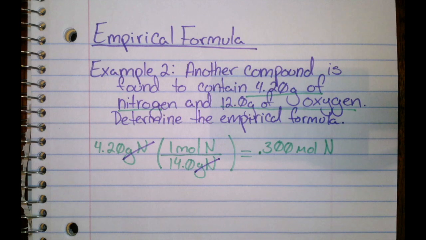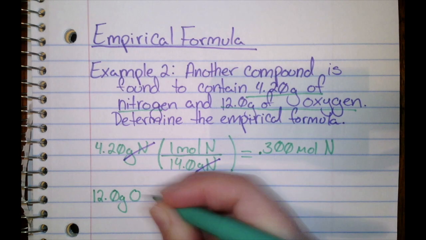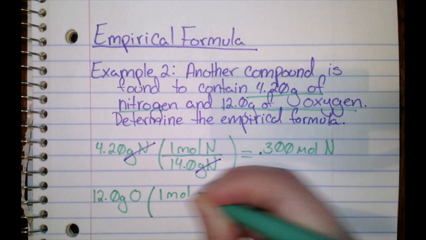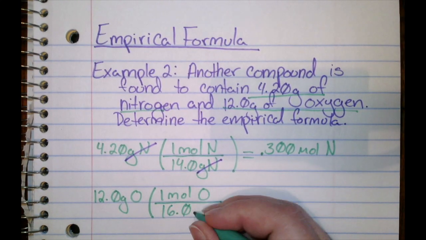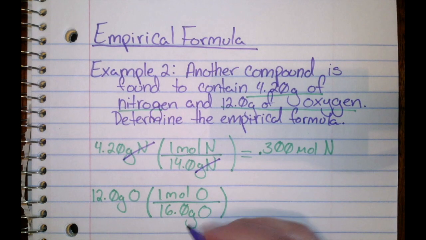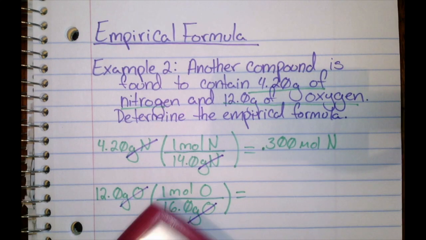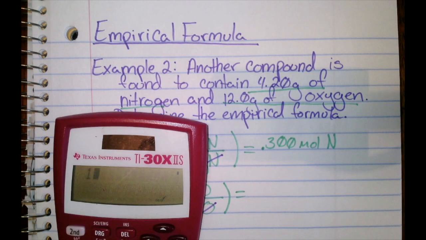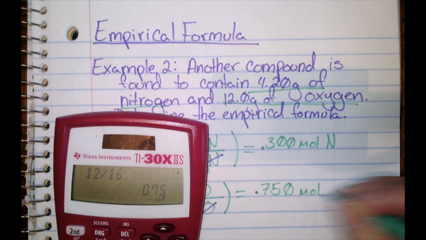Next up, I'm going to do the same thing for oxygen. Take my 12.0 grams of oxygen, convert it to moles, same way I did in the last problem. Divide by the molar mass for oxygen, which is about 16 grams per mole. When I set it up this way, my grams of oxygen cancel, and then I just do my calculation. So I'd take 12 divided by 16. That gives me 0.750, if we're rounding to sig figs, moles of oxygen.